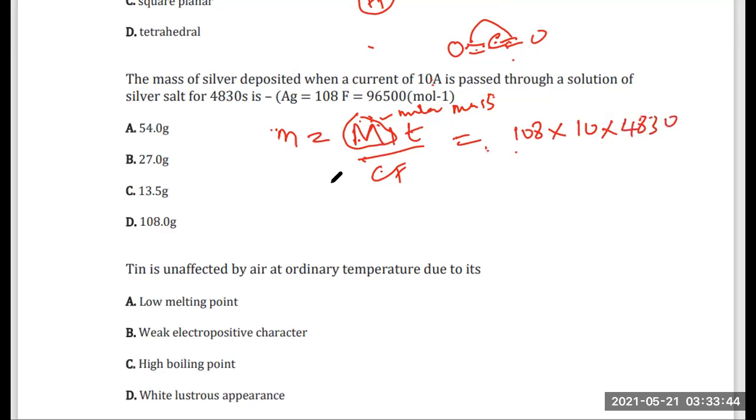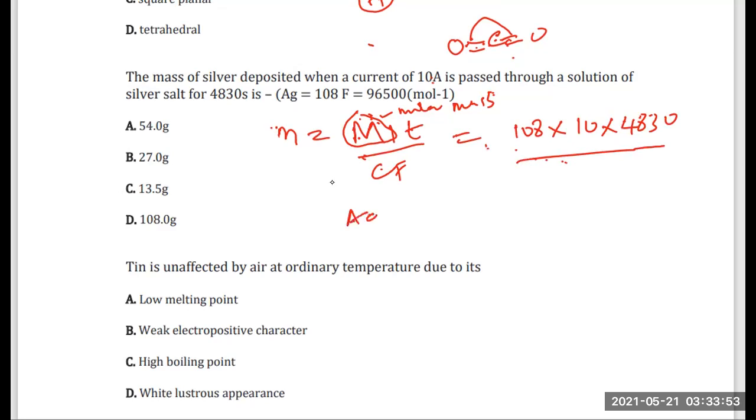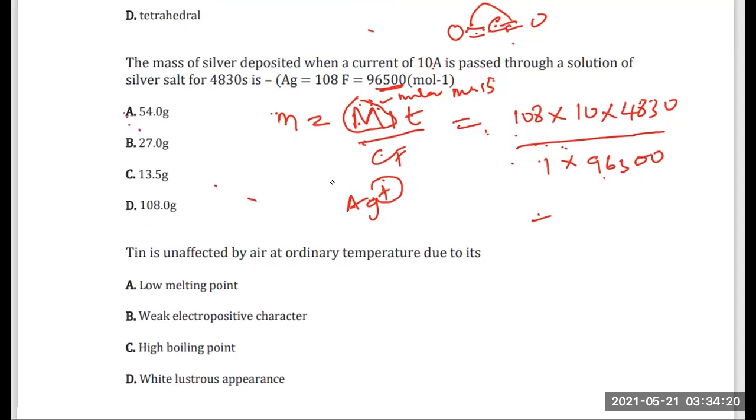4,830 seconds. So I'm going to look at what is the charge on silver. What is the charge on silver? So silver is Ag plus. So that is only one charge. I use this one to pick. So that is 1 times Faraday. We'll be given the Faraday to be 96,500. So if you press this in a calculator, definitely we'll have 54.0 gram. So that's 54.0 gram.